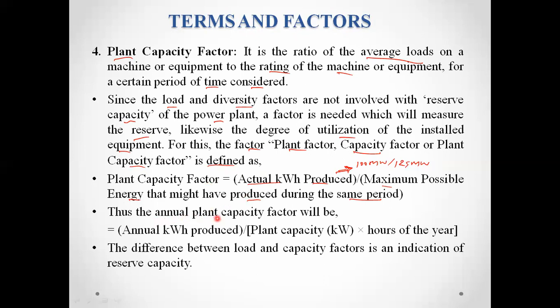And the annual plant capacity factor is defined as the annual kilowatt hour produced to the plant capacity in kilowatt times the hours of the year. The difference between the load and the capacity factors is the indication of the reserve capacity. So that much reserve will be available, and we can also utilize it for the production of electricity.